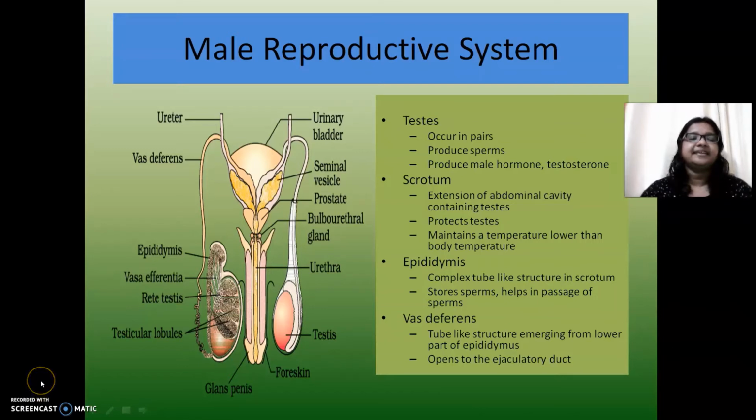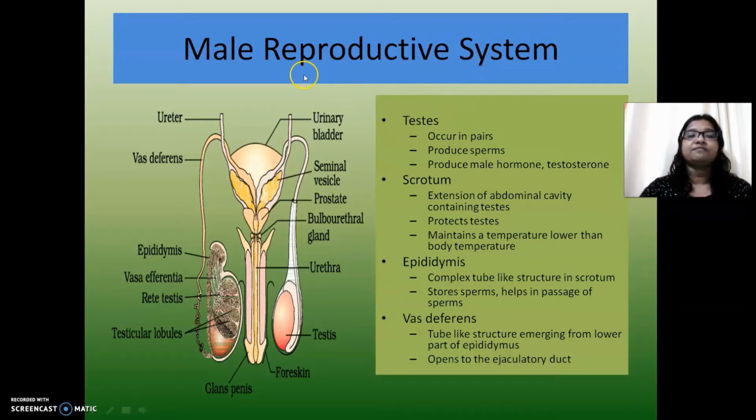Hello children. In this video, we are going to study the structural details of the male and female reproductive system of human beings. Let's start with the male reproductive system. Both the male and female reproductive systems consist of a series of parts.